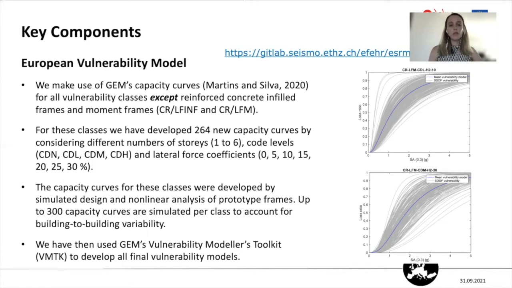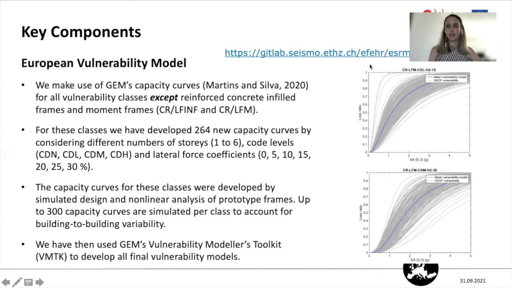But when it comes to reinforced concrete, we've done a more detailed study at the European scale, where we have calculated capacity curves for reinforced concrete buildings as a function of their code level and lateral force coefficient, to tie it up with the study I showed you before on the evolution of seismic design, so we can better connect our vulnerability models to our exposure model. So different buildings of different design codes are simulated, models are developed, capacity curves are calculated, and we use GEM's Vulnerability Modelers Toolkit, which is an open source Python toolkit, to calculate the vulnerability curves.